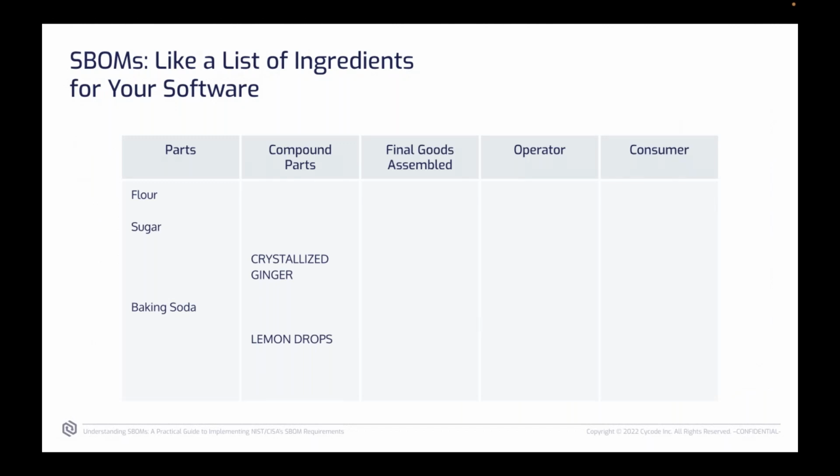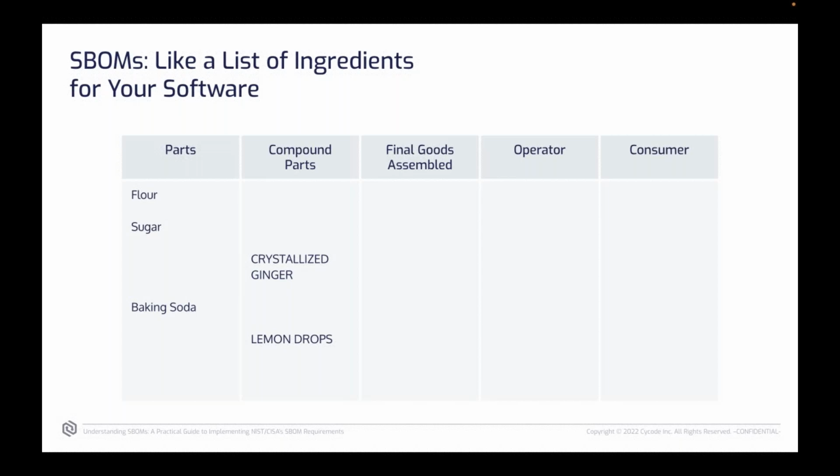So if you think of an SBOM like a list of ingredients for your software, and we take those delightful lemon ginger scones as an example, we can break it down into parts, your atomic parts like flour, sugar, baking soda, and then compound parts, crystallized ginger, lemon drops, right? These are made of other things. So lemon drops is not something you can harvest from a field or pick from a tree. It's something that's manufactured and created. And so it has multiple pieces that come into making it.